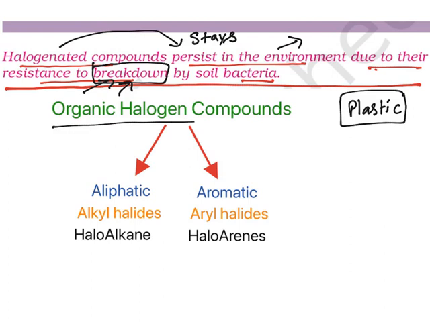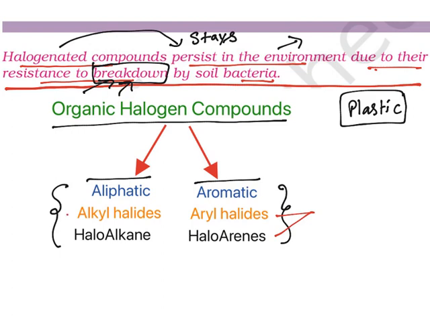Now organic halogen compounds can be classified as aliphatic and aromatic. Aliphatic ones are known as alkyl halides or haloalkanes. Aromatic ones are called aryl halides or haloarenes. You need to be comfortable with this nomenclature. Aryl halides and haloarenes are both the same. Alkyl halides and haloalkanes are both the same.